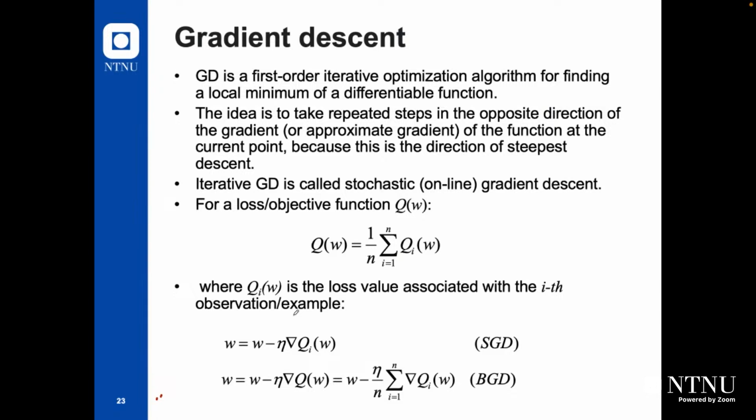This function is a loss value which is associated with the i-th observation or example. Once we have calculated this loss, we will update the weights. Those weights will be omega equals omega minus eta multiplied by the gradient of this loss function, the gradient of this function with respect to omega. So we need to calculate delta omega. Delta omega will be minus eta multiplied by the gradient of this loss function, for example.